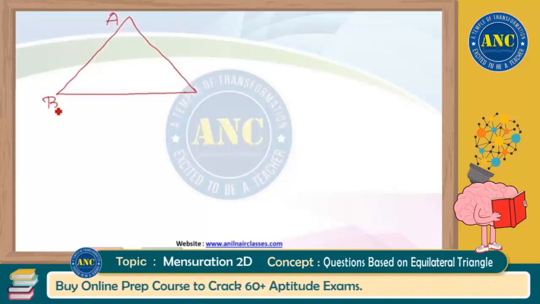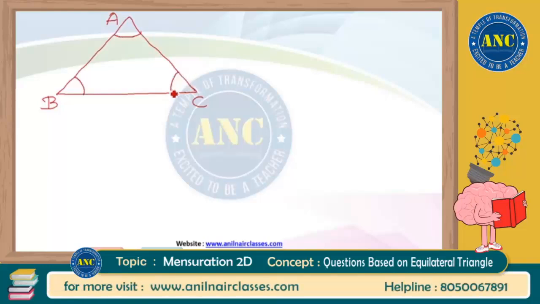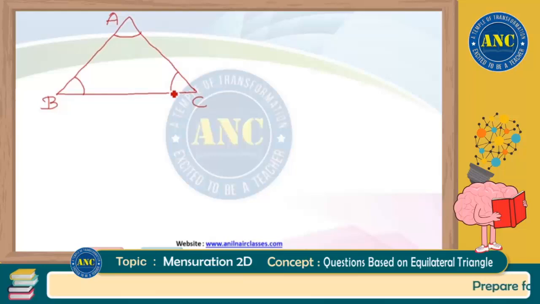Suppose there is a triangle ABC and suppose angle A, angle B and angle C are all equal. If I make all three angles equal, each angle will be 60 degrees, because the sum of angles in a triangle should be 180 degrees, right? So each angle is 60 degrees.